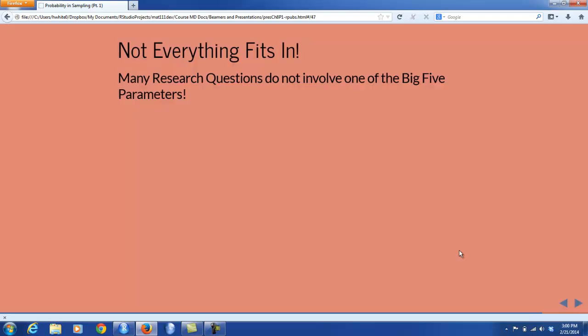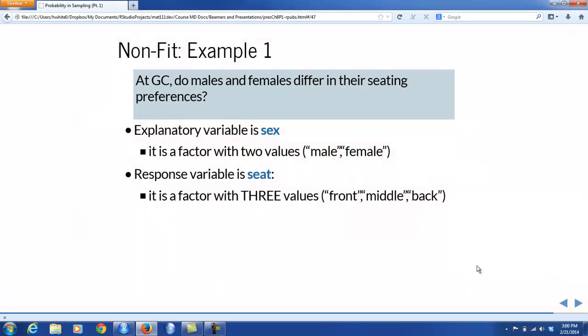Now, I should warn you that not everything fits into one of the 5 basic parameters that we've been studying in this video lecture. There are quite a few interesting research questions that just don't fall into one of these 5 categories. For example, how about the research question, at Georgetown College, do males and females differ in their seating preferences? Here the explanatory variable is sex, and it's a factor with 2 values, male and female. The response variable is seat. It's a factor, has 3 values, front, middle, and back.